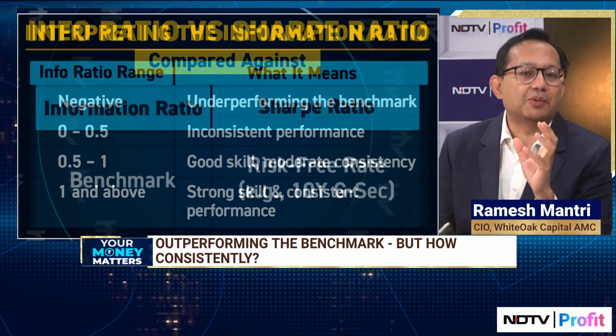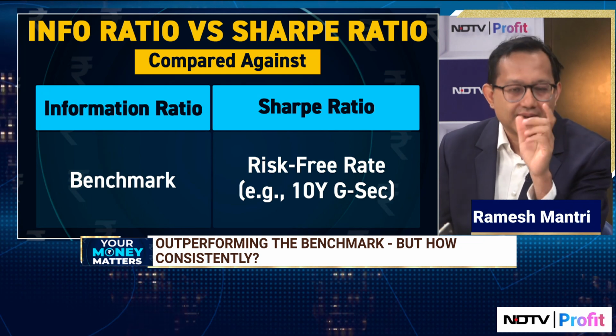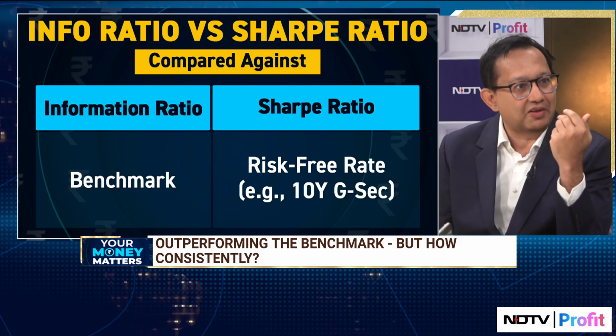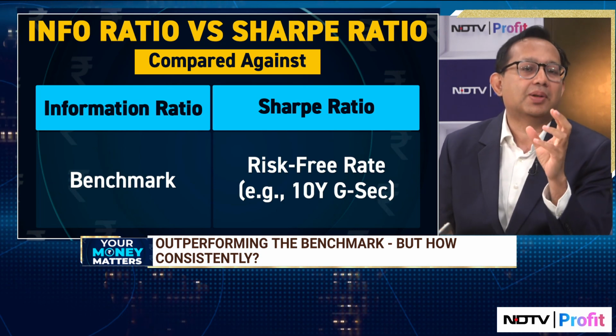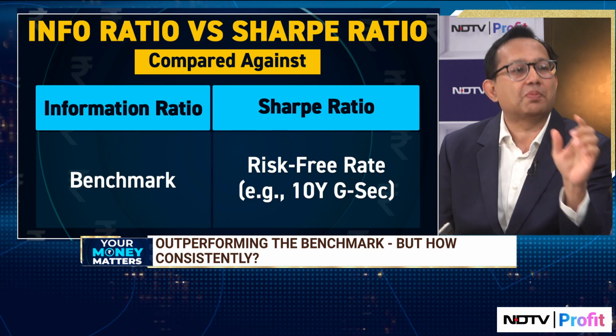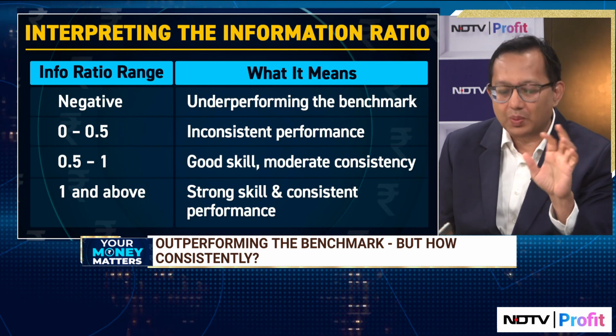First of all, if the information ratio is negative, which means the alpha itself is a negative number, then of course the manager is underperforming. That's always a bad number to evaluate any active manager. If this ratio is below 0.5, the manager has outperformed, but there's probably inconsistent skill. It's very difficult to say whether there's a skill or not.